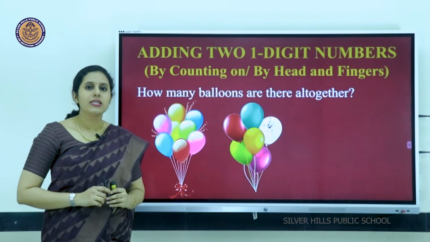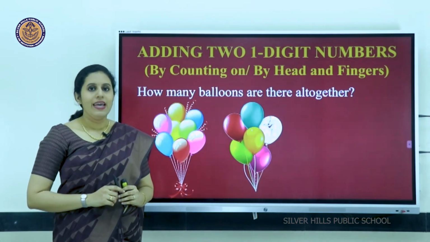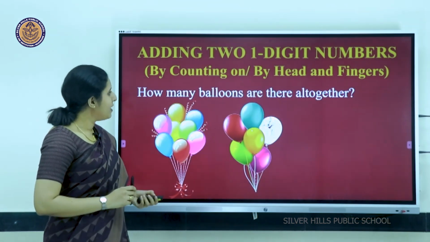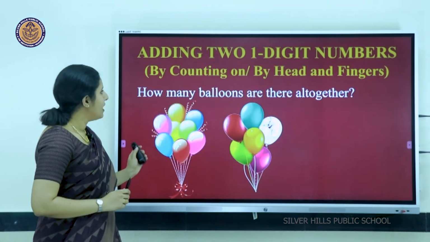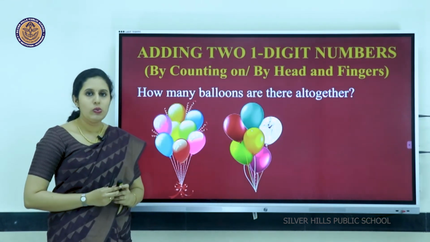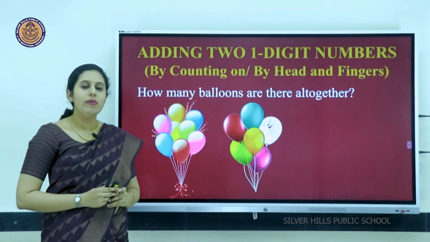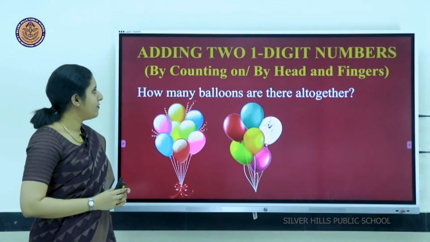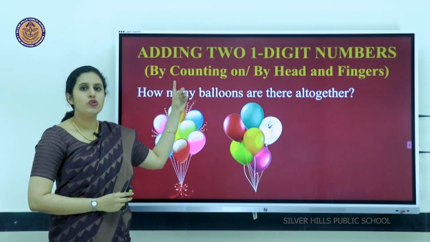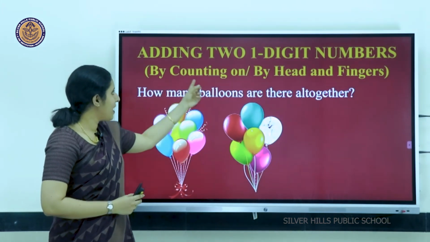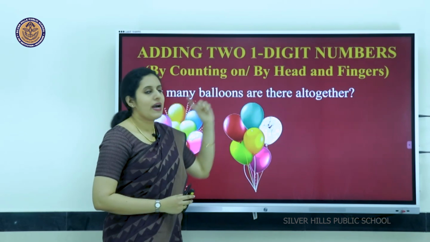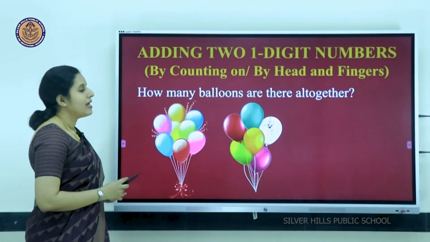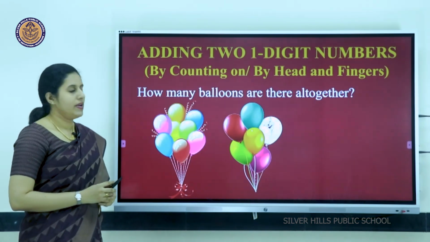When you are asked a question like all together, it means addition. Yes. So here we have to find out the total number of balloons, or altogether how many balloons are there. For that, you have two methods. That means in two ways you can do that, either by counting on or by head and fingers. Okay, let's see what is meant by counting on.